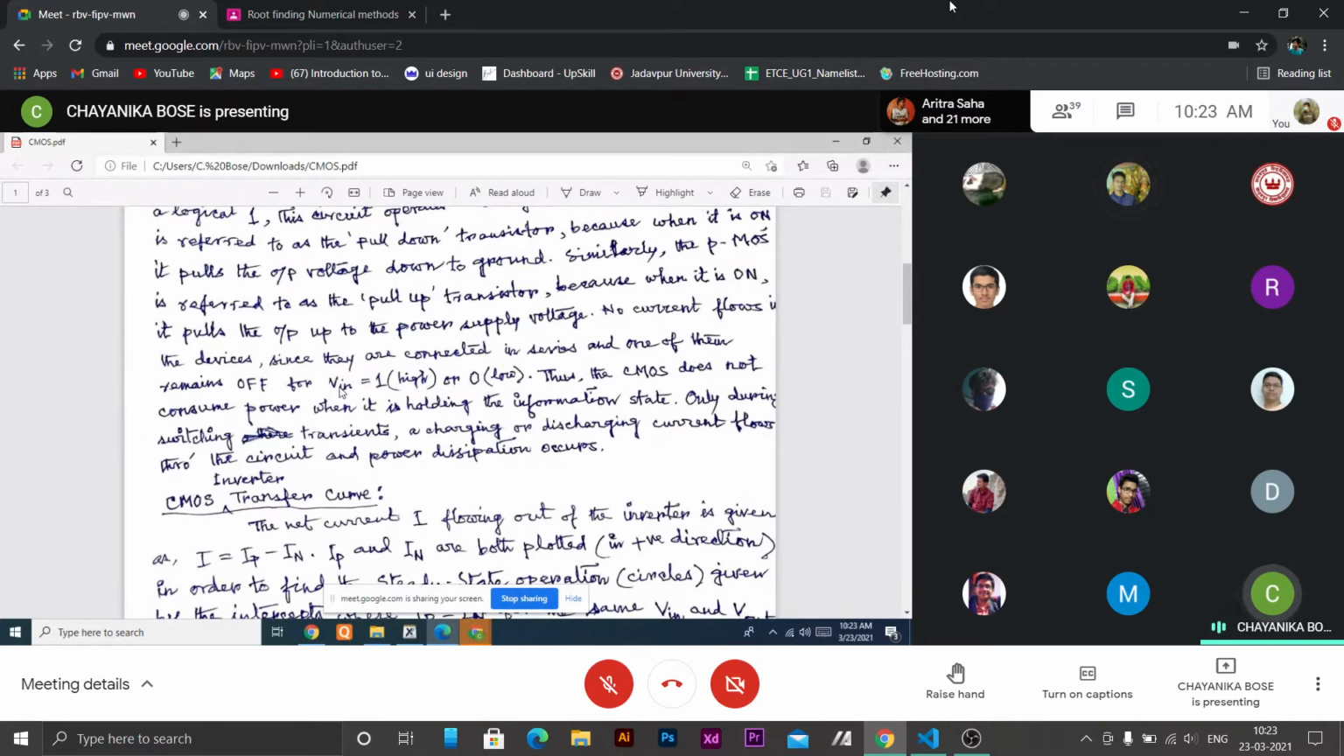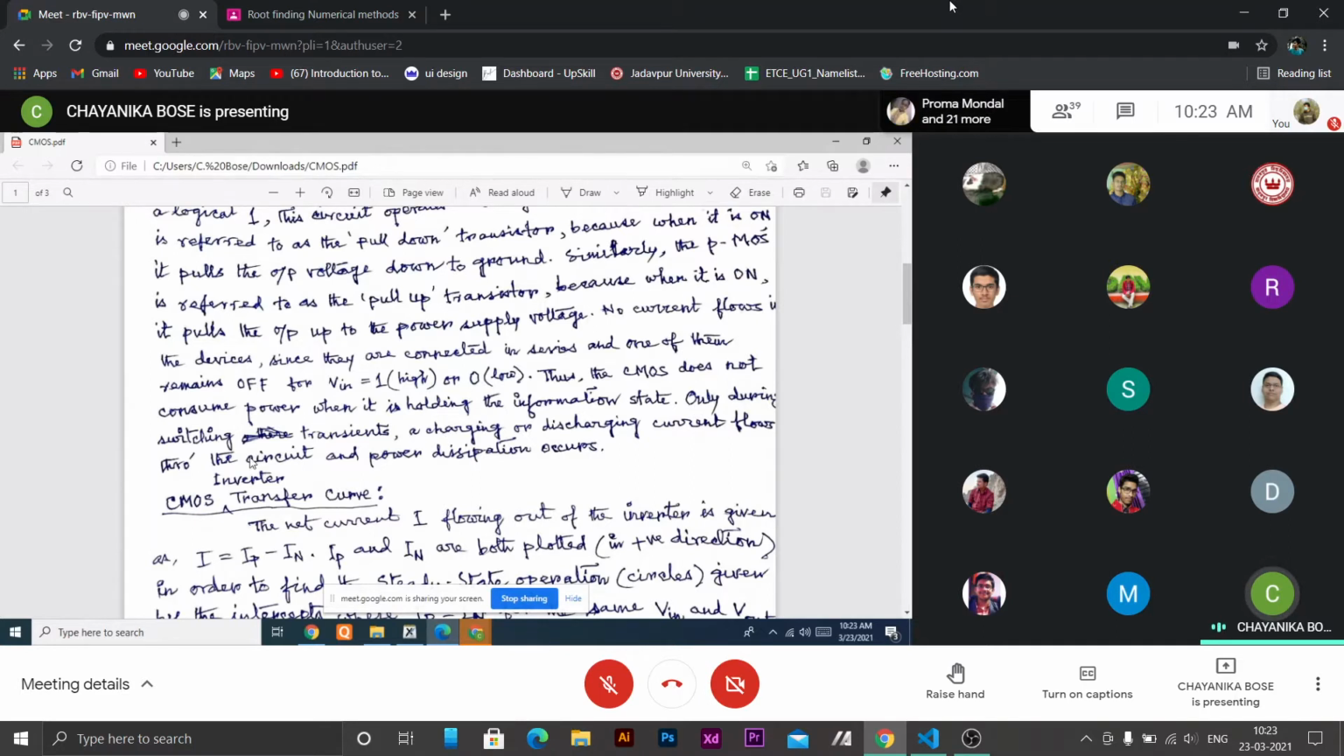That means for input 1, the output assumes the adequate level, or 0, output becomes high, and that is the information state. So when CMOS holds the information state, it does not consume power. So when it is either 1 or 0, accordingly output becomes 0 or 1. And when these states are maintained, no current will flow through the device since two switches are connected in series and one of them remains off while the other is on.